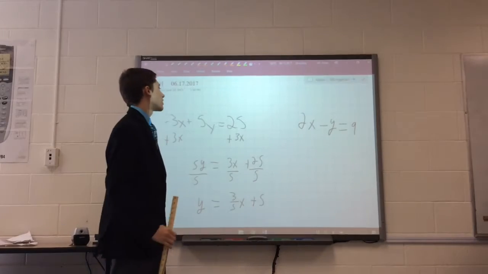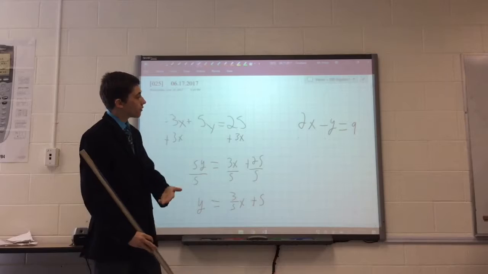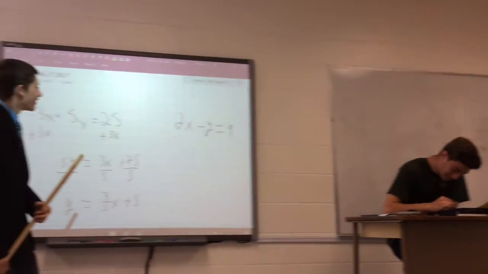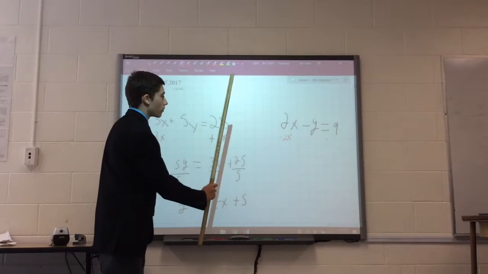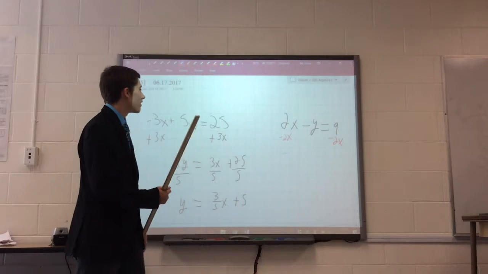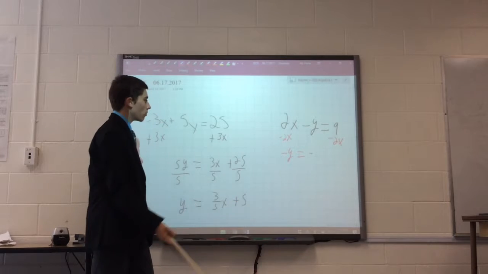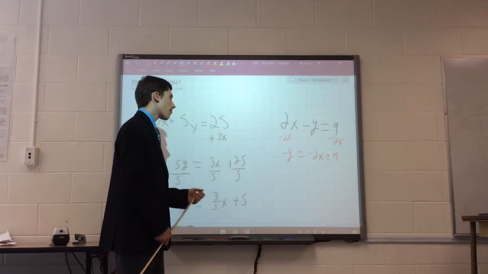As we can see, we have this other equation that we need to put into slope-intercept form. So Dakota, what are we doing for this one? We need to start off with subtracting 2x from this side because we want to get y by itself. And we need to do it to the other side. So then we end up with negative y equals negative 2x plus 9.